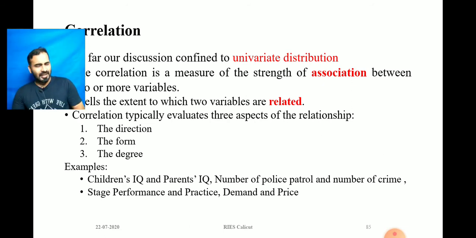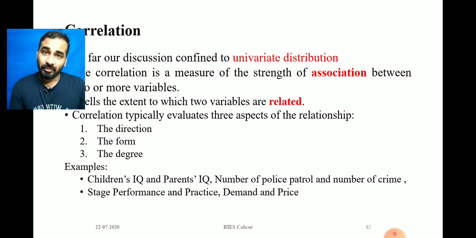I'm not going to discuss examples in detail, because you know that if there are two variables and theoretically these two variables are related, then we can find out how much, or to what extent, these variables are related. For example, children's IQ and parents' IQ. Biologically, research shows that children's IQ and their parents' IQ are positively related. We can check it using the data. Then the number of police patrols and the number of crimes. As the police record says, as the number of patrols by police increases, the chance of criminal activities is likely to decrease.